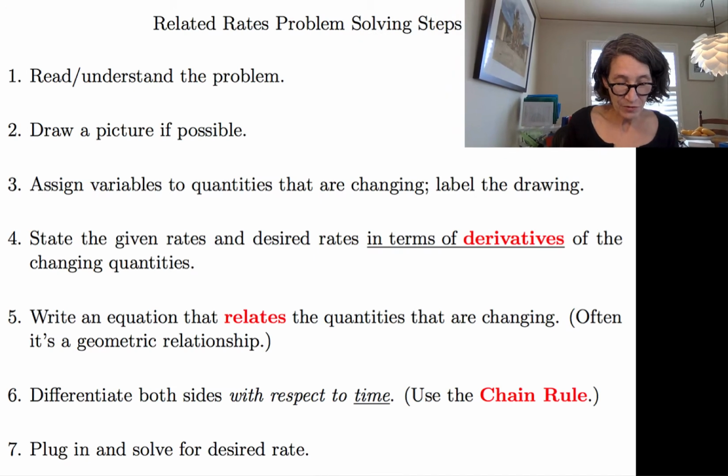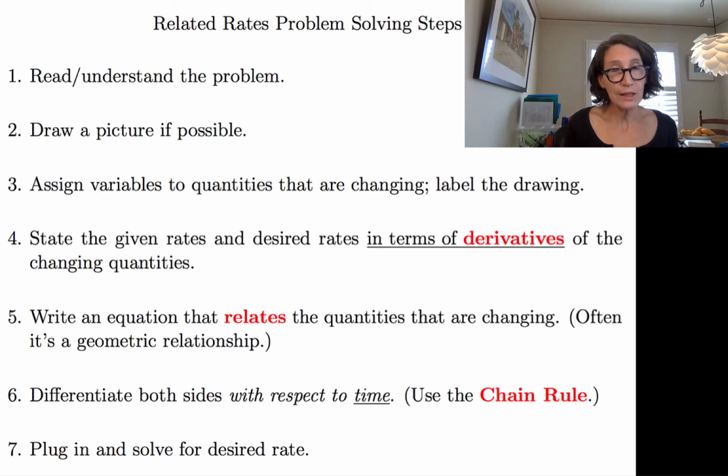The steps we're going to follow are, first, read and understand the problem. That's easier said than done, right? Read the problem, maybe read it a couple of times so you have an idea of the situation. You may not understand everything you're asked to do, but at least you can picture what's going on. And then in step 2, you're going to start drawing a picture.